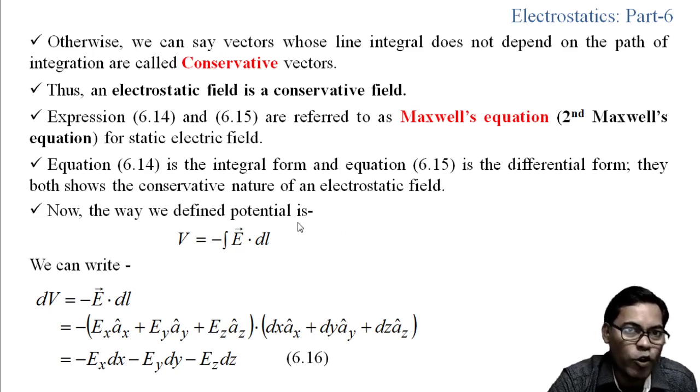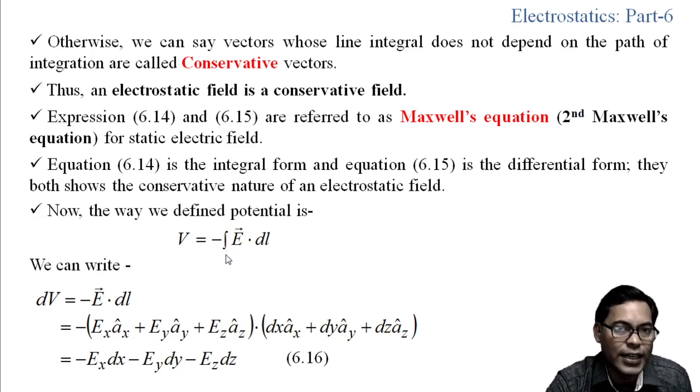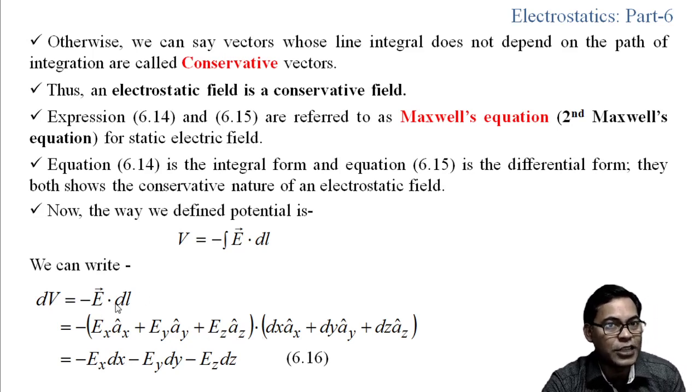So we know according to the definition of the potential, V equals minus the line integral of E dot dl. So if we take the derivative of this V, then dV equals minus E dot dl. Now using the Cartesian coordinate system, this vector E can be written as Ex ax plus Ey ay plus Ez az, dot. This dl is the displacement in Cartesian coordinate system, that can be written as dx ax plus dy ay plus dz az.